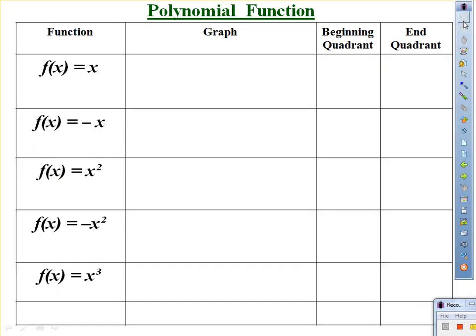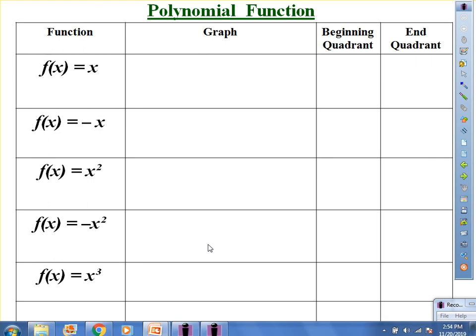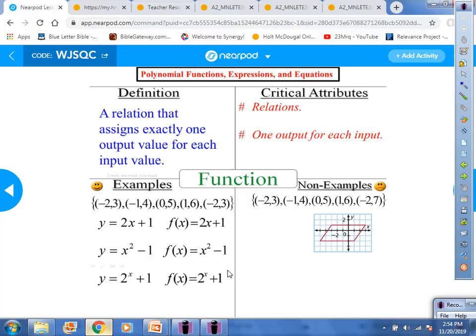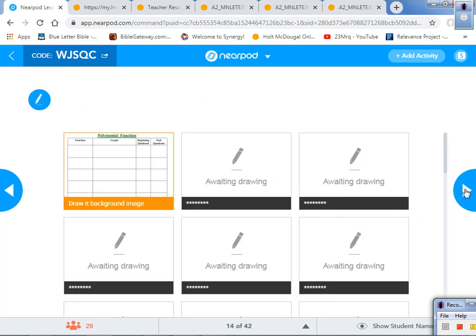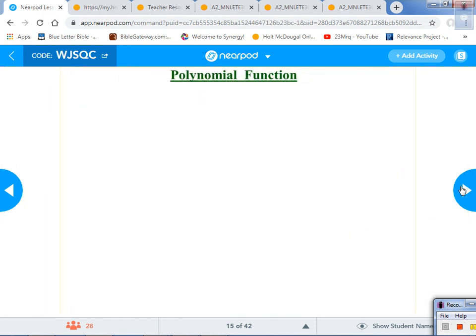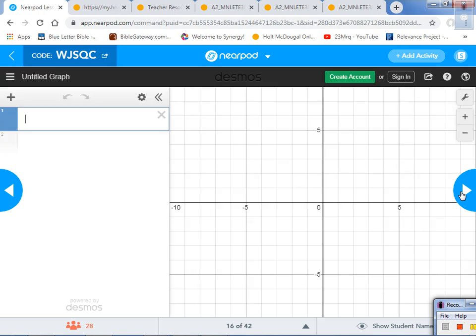Get another paper. Boom. That just happened. Let's go. All right, here we go. All right, you have Desmos in front of you. Start inputting your function. See what the graph looks like. Draw your graph. Which quadrant does it start? Where does it end? For six functions, I'll give you 4 minutes. Ready? Copy that and go.